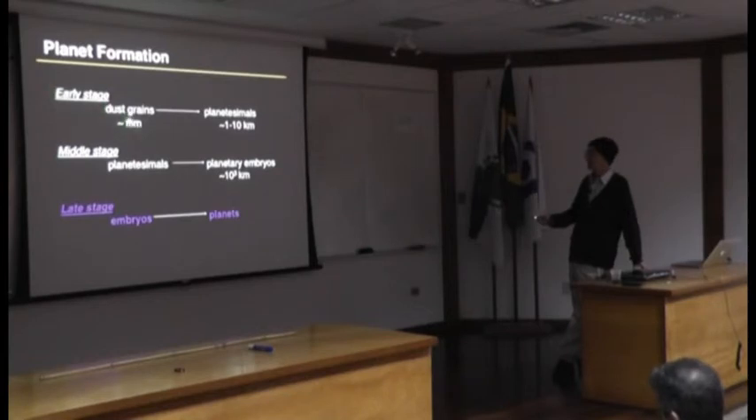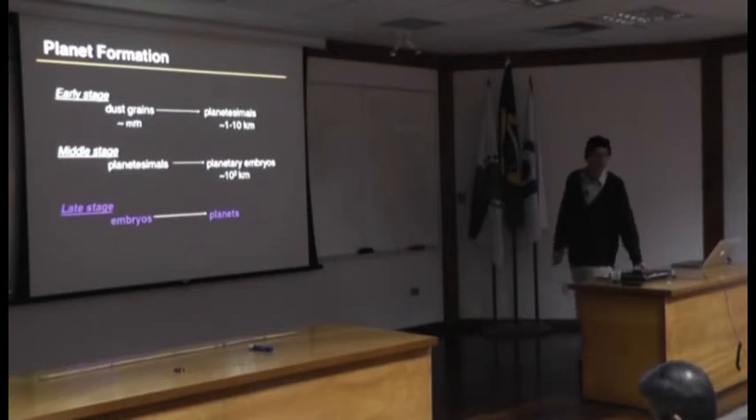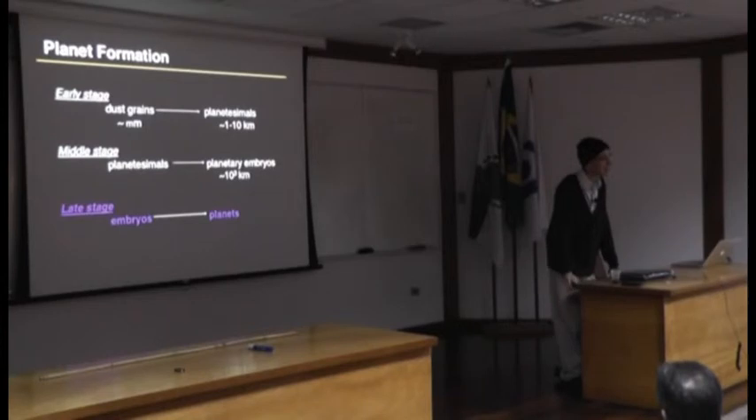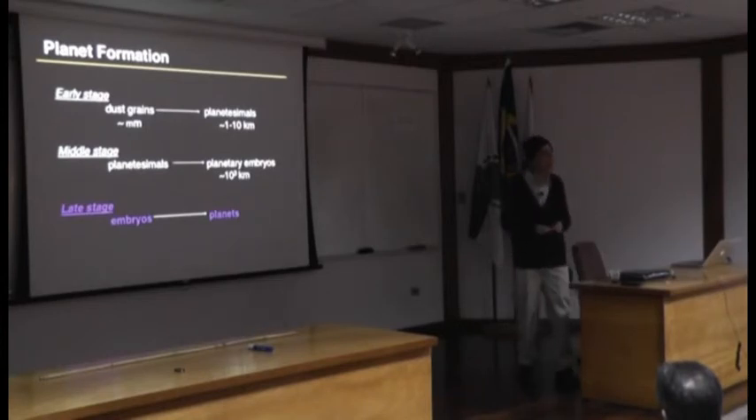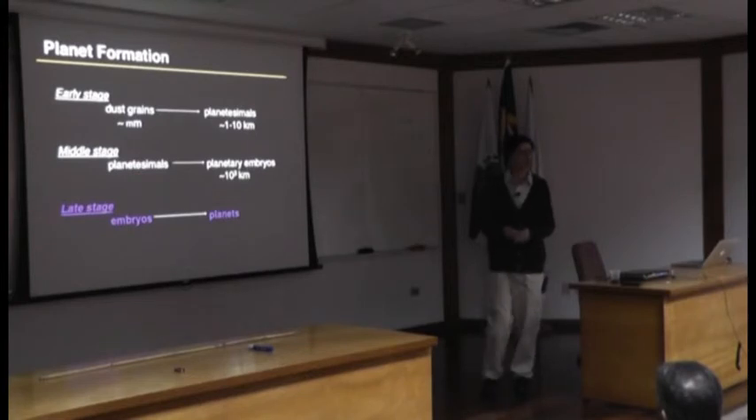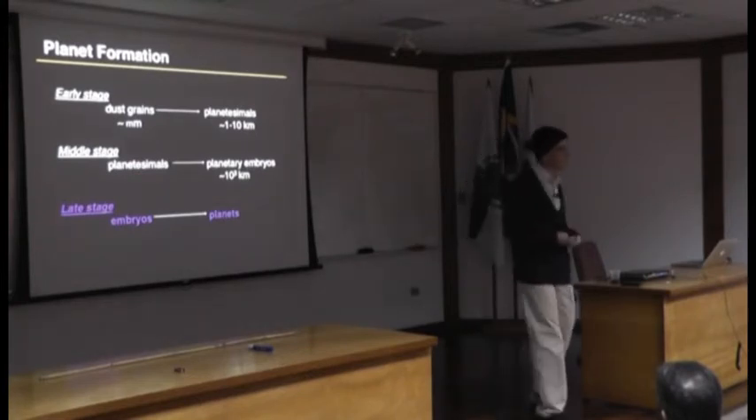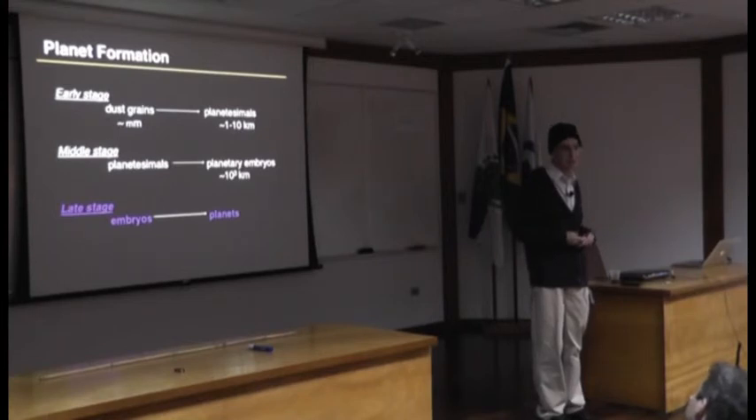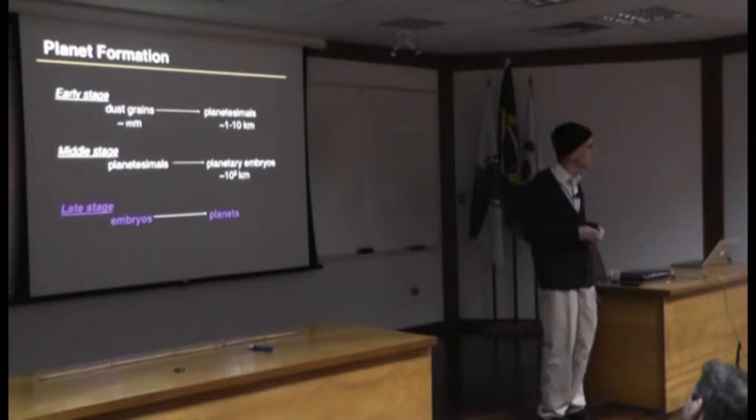Early stage, sorry, you have micron dust grains to planetesimal growth. And that starts with sticking forces, chemical bonding of grains to one another when they collide. That gets them up to supermeter size. Then there are various models to go from there to about 1 kilometer. And some of them are just continued sticking, and some of them are instabilities, gravitational or fluid flow within the disk.